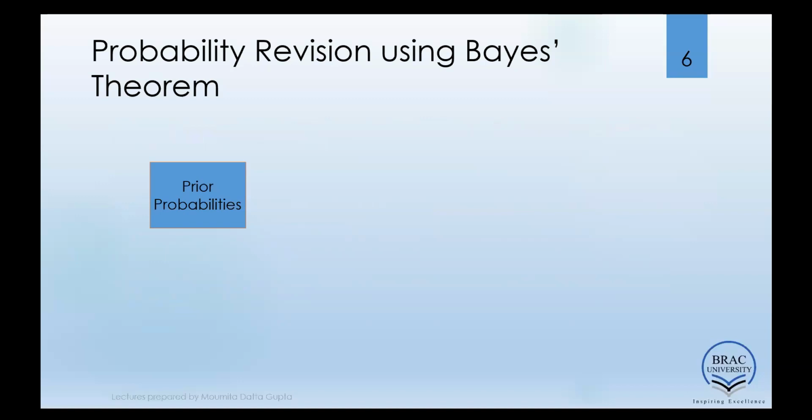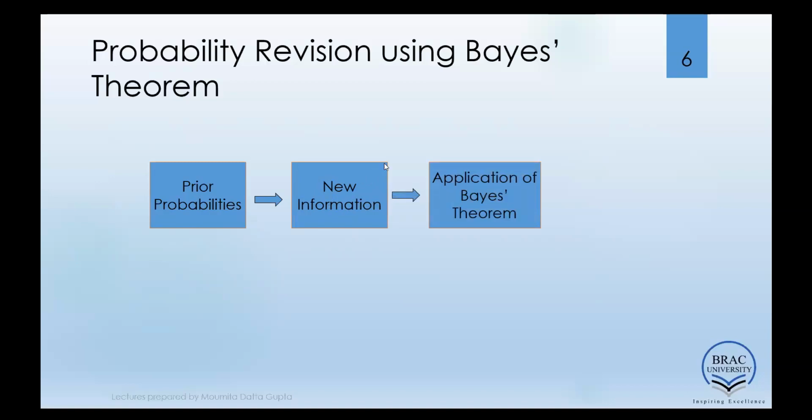Now, let's think about the Bayes theorem by using a flowchart. At first, we have some prior probabilities or prior information. Then, we get some new or additional information. Then we apply the Bayes theorem, and finally we get the posterior probabilities or conclusion that we are concerned about.